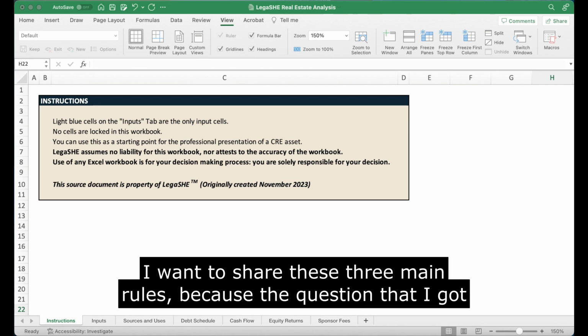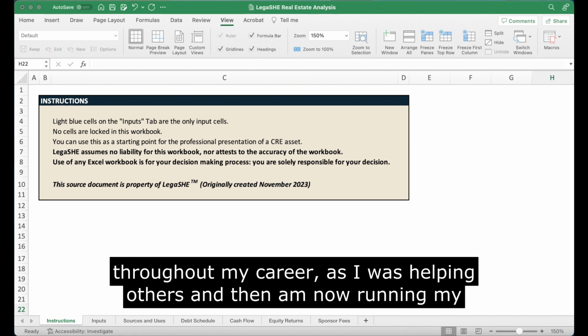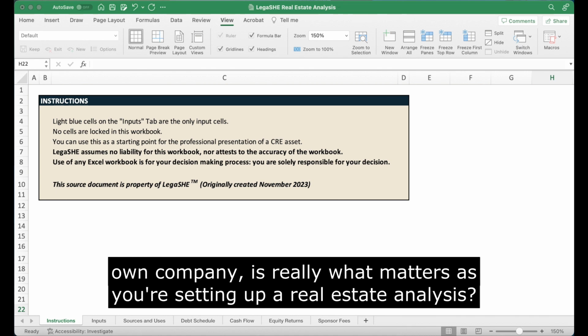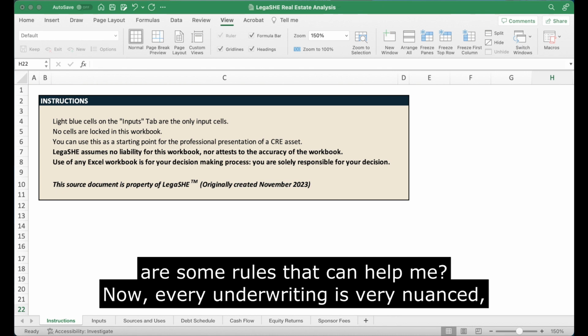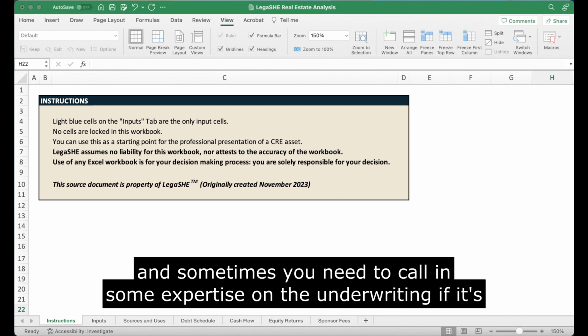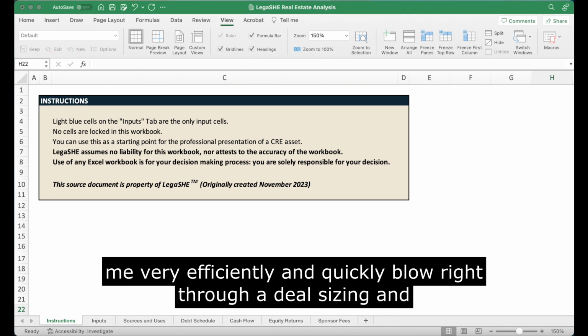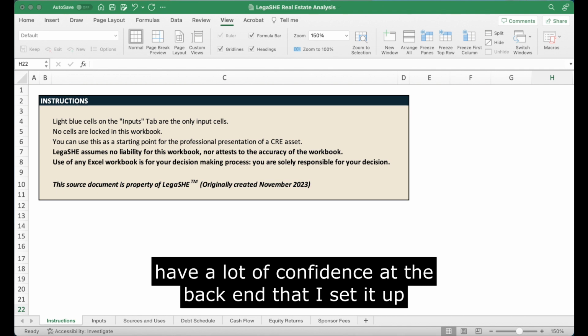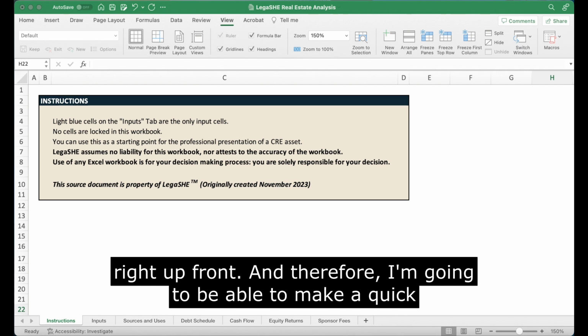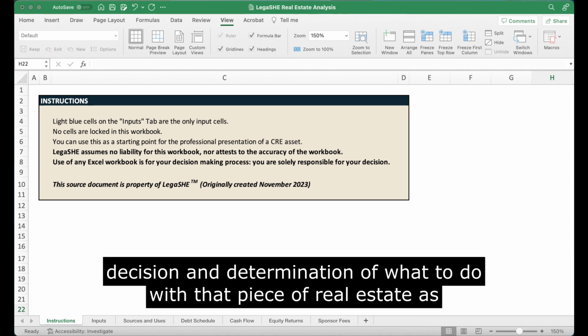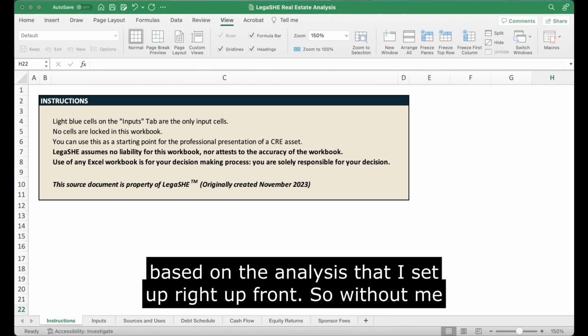And I want to share these three main rules because the question that I got throughout my career as I was helping others, and now that I'm running my own company, is really: what matters as you're setting up a real estate analysis? Like, what are the key things that I have to pay attention to? What are some rules that can help me? Now, every underwriting is very nuanced, and sometimes you need to call in some expertise on the underwriting if it's really nuanced. But there are some major rules that I live by that help me very efficiently and quickly blow right through a deal sizing and have a lot of confidence at the back end that I set it up right up front, and therefore I'm going to be able to make a quick decision and determination of what to do with that piece of real estate based on the analysis that I set up right up front.